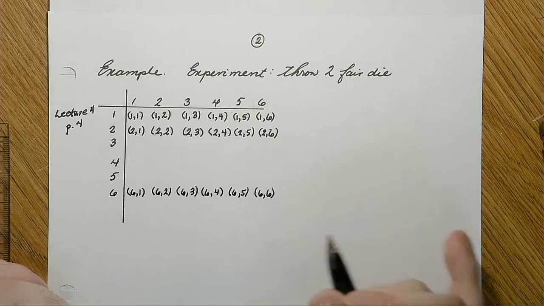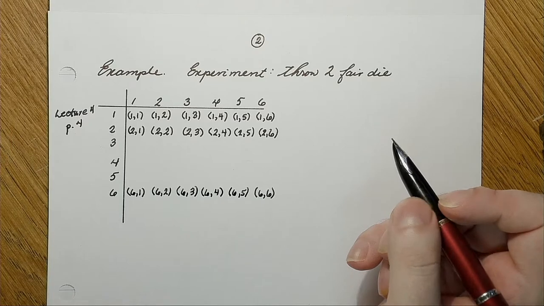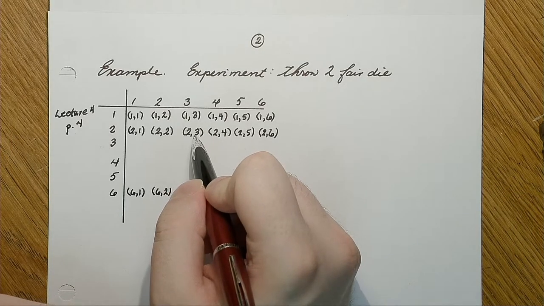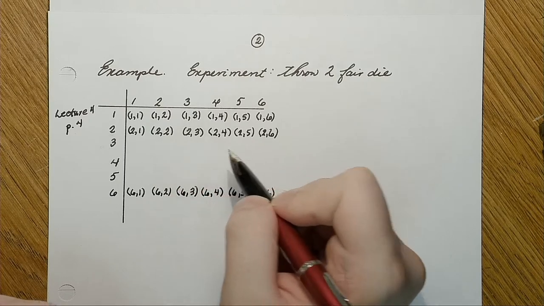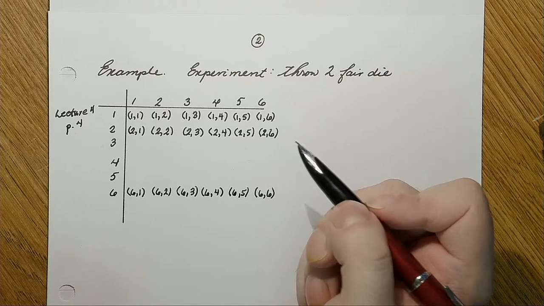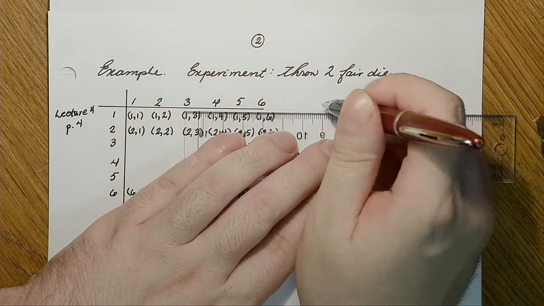But when we're playing a game like craps, which is a dice game that you find at a casino, we're not so much interested in the explicit sample point, like 2, 3. No, what they're more concerned about is the sum of the dice. So over here, what I'll do is I'll create another table.